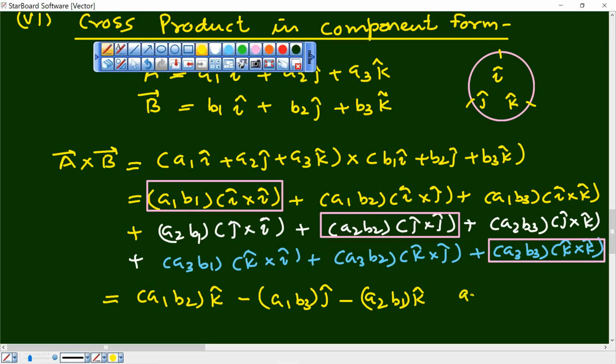A2 B3, and together with that we have I cap cross K cap. I cross K is going to be what? J or minus J? Minus J cap. Beautiful, very good answer. That's great. I cross K.